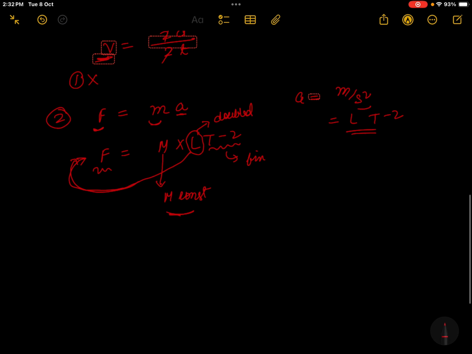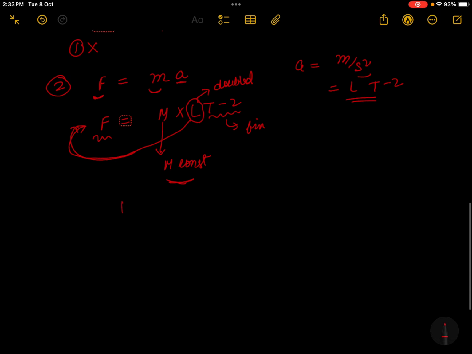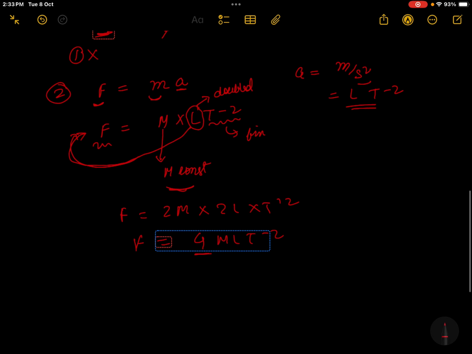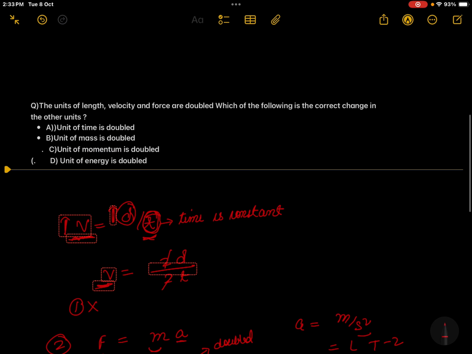If the mass had doubled, since the length is already given as double, the force would be 2m into 2L into t^-2, which is 4 m L t^-2, 4 times. But in the question it is given that it has increased only 2 times. It means the mass is not increasing 2 times. So option 2 is also cancelled, that is wrong.